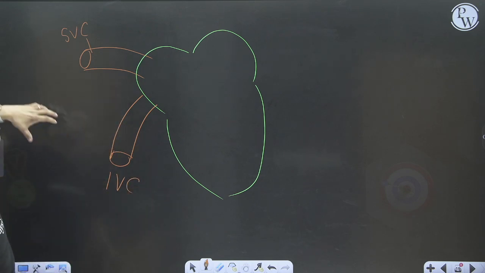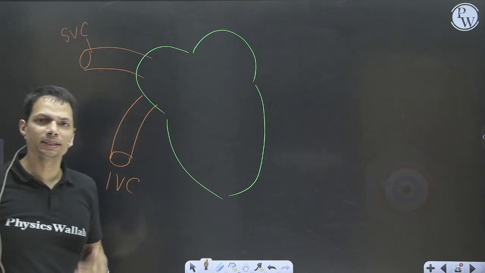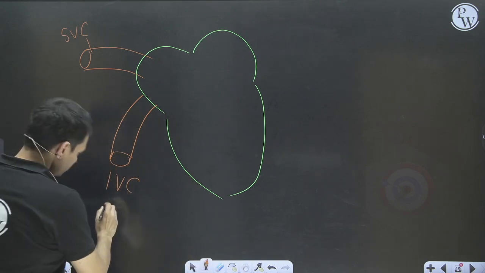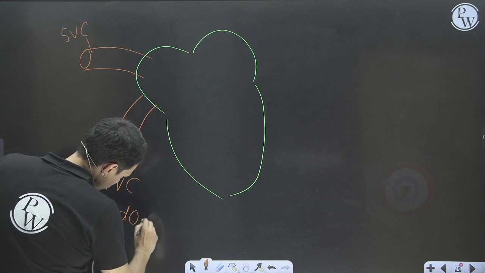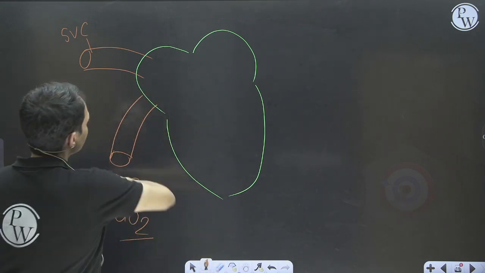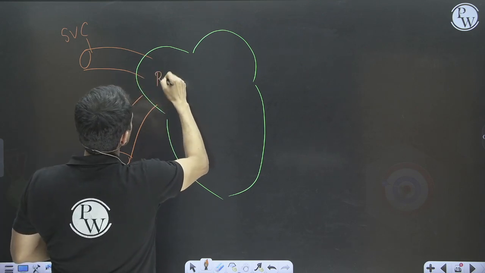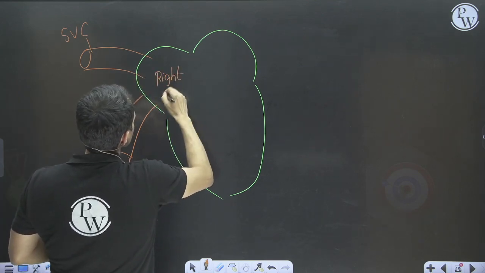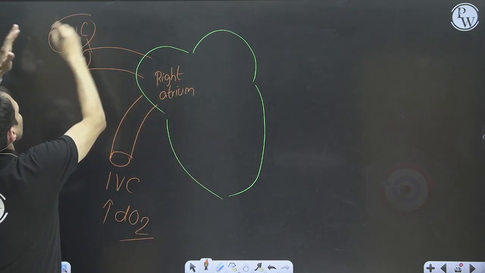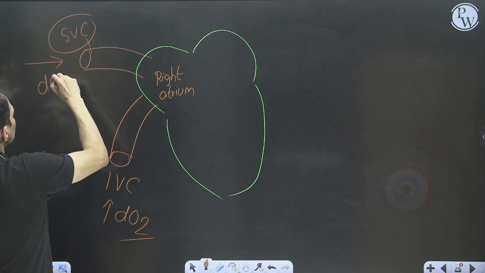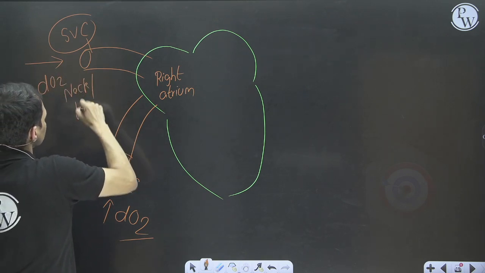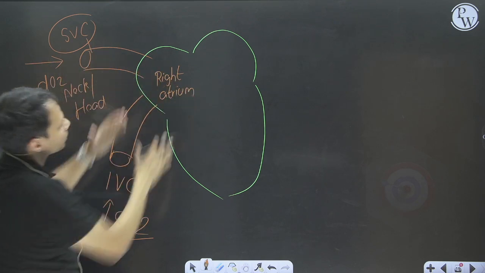These are the two veins which are bringing the deoxygenated blood from the rest of the body. The inferior vena cava is bringing the deoxygenated blood from the legs and the abdomen, right? And it is dumping into the right atrium. And this is the superior vena cava, which is bringing the deoxygenated blood from the neck and the head, right? And it is dumping into the right atrium.